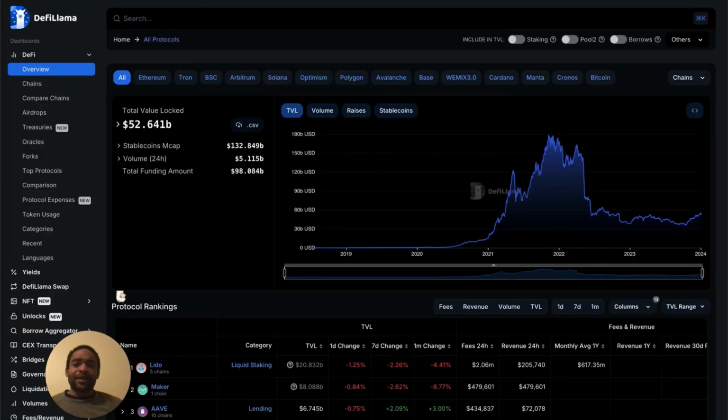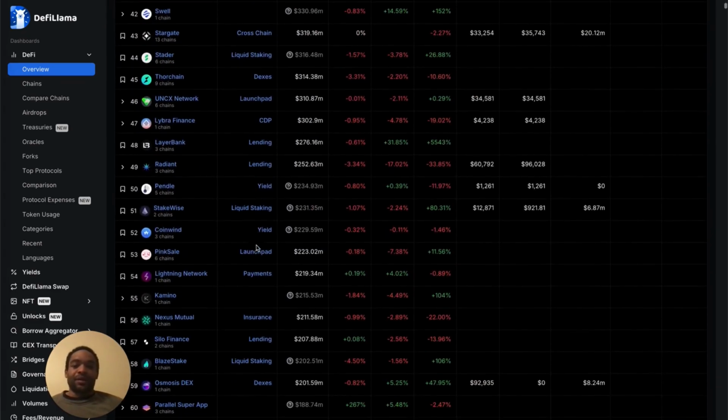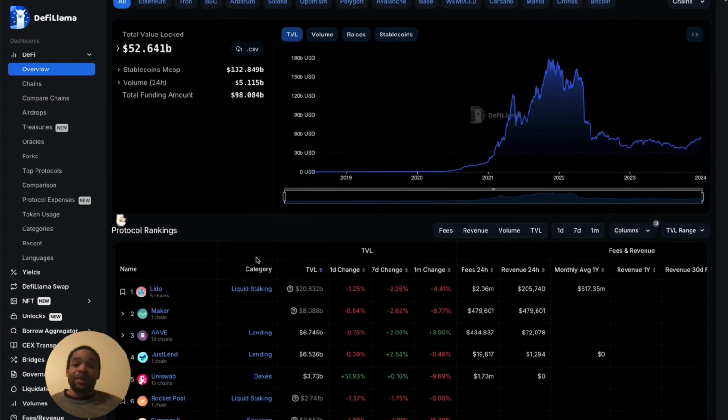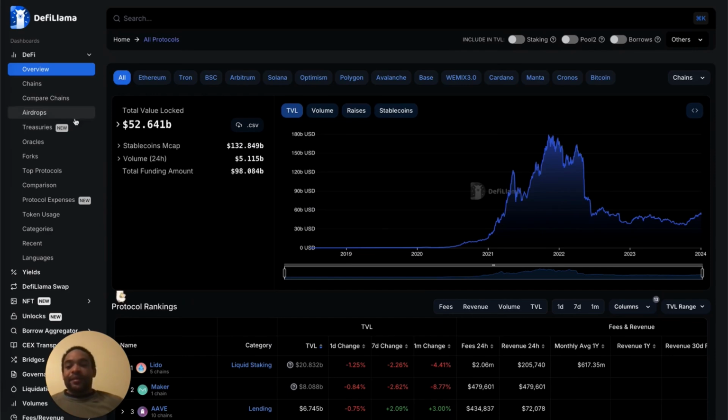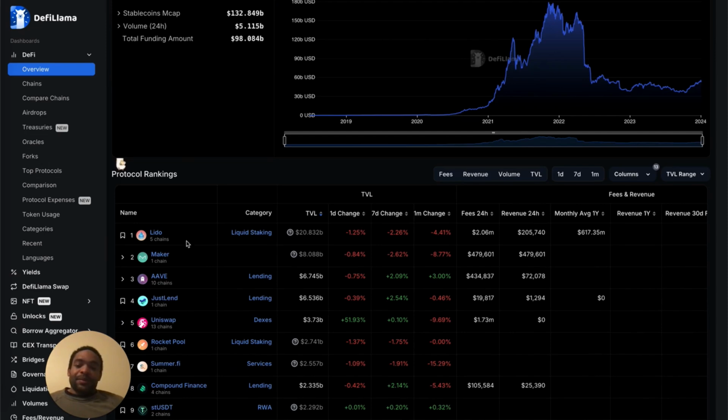So you're probably going to end up on DeFi Llama. And DeFi Llama is great. It's a lot of information. It's a lot of data. But where do you start? Lido, for example, is very different than Maker. Maker is somewhat different than Aave. Aave is very different than Uniswap. Where do you get started? How do you get started?